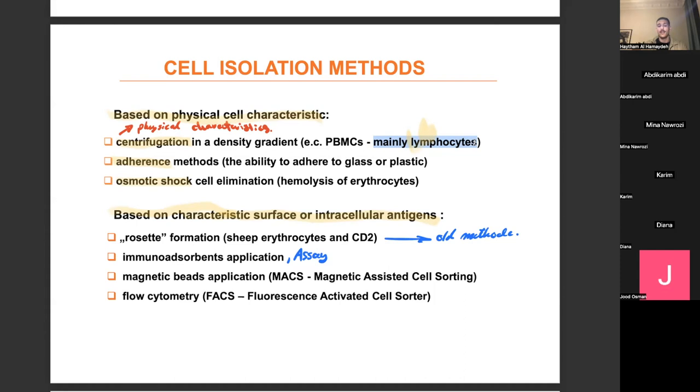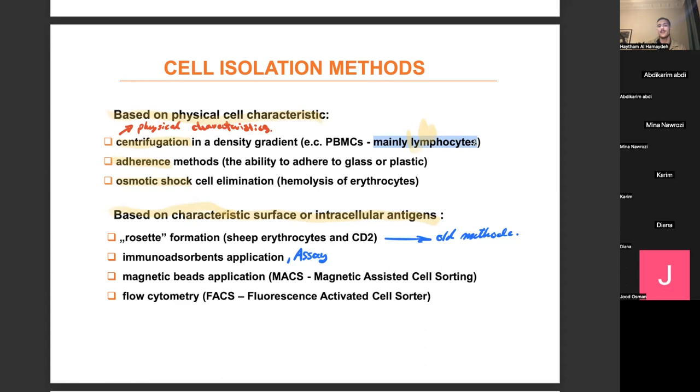Now, based on the characteristics on the surface or even intracellular antigens, antigens on the surface, antigens on the inside of the cell can be used to separate those cells and look at them individually.